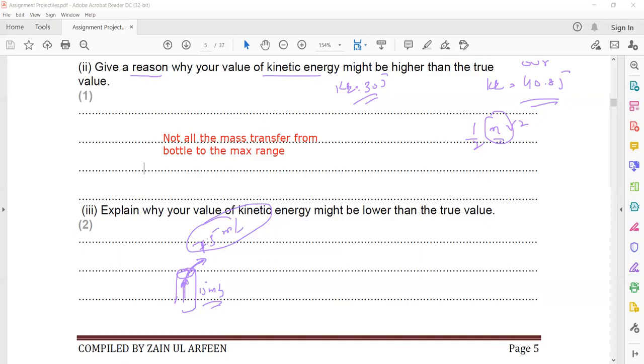Or we can also say air resistance. When we calculated the speed, we ignored air resistance, but in practice there will be air resistance. Is the second part clear? The friction or air resistance might reduce the speed, which causes a smaller value of kinetic energy than the true value.